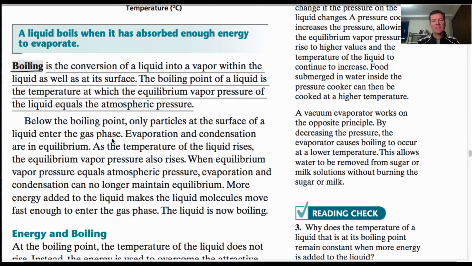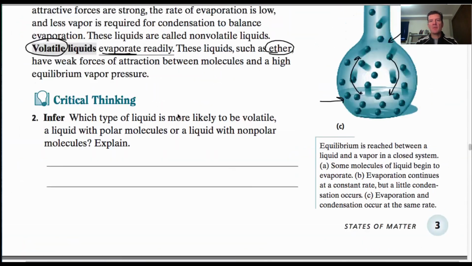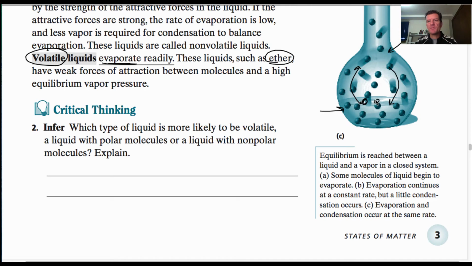Another way that liquids turn into a gas, we talked about vaporization. They can just evaporate. They don't have to reach the boiling point, or they can reach the boiling point and begin to boil. That's basically the conversion of a liquid into a vapor within the liquid as well as its surface. So what's happening is, remember evaporation, it's these surface particles that are turning into a gas.